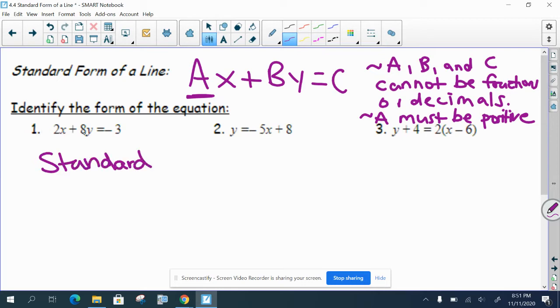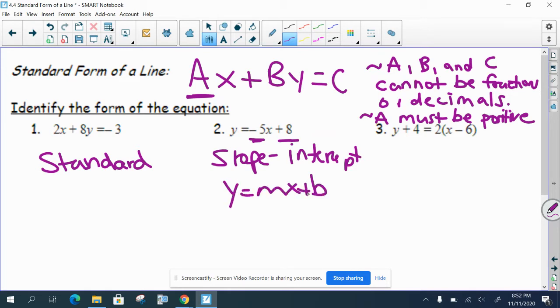All right, so number 1 would be standard, because you got ax plus by equals c. Now, in number 2, that would be slope-intercept, because it tells you what the slope is and the y-intercept. And slope-intercept is y equals mx plus b. Now, one thing to note is that the b here is different from the b up here in standard form. Those are two different b's which represent different things.